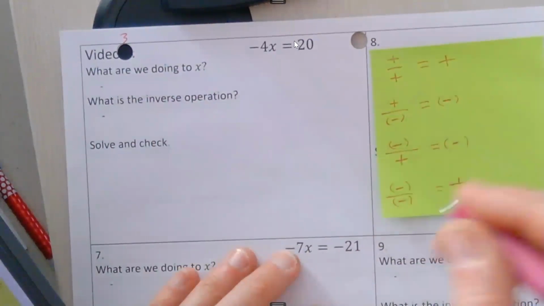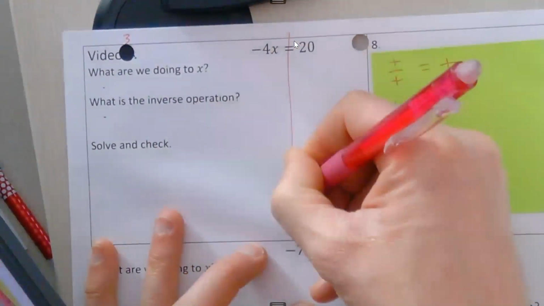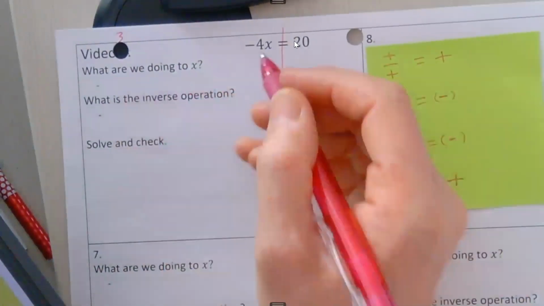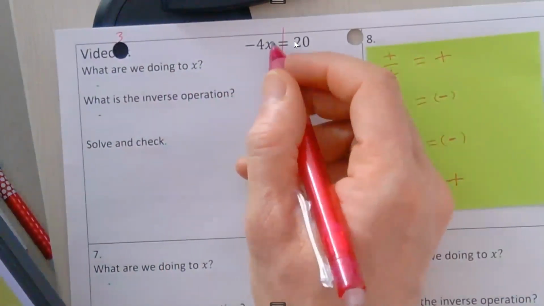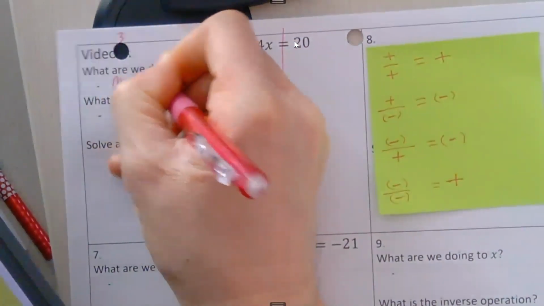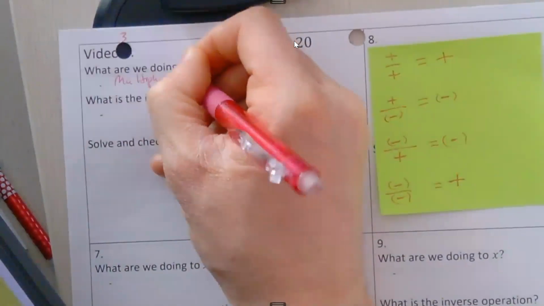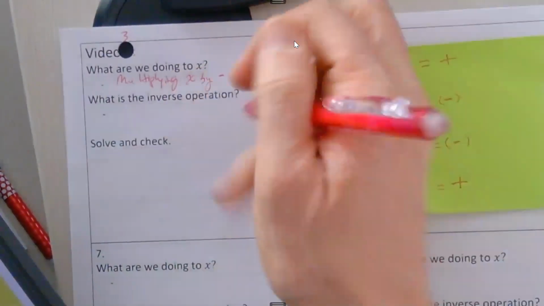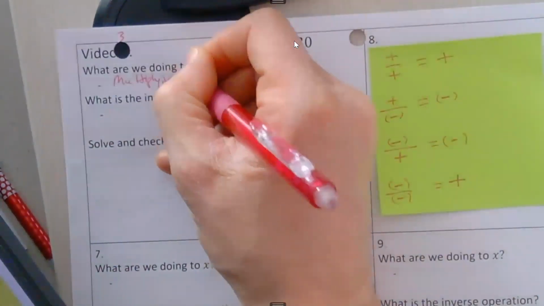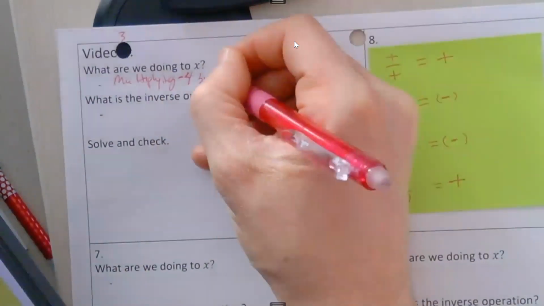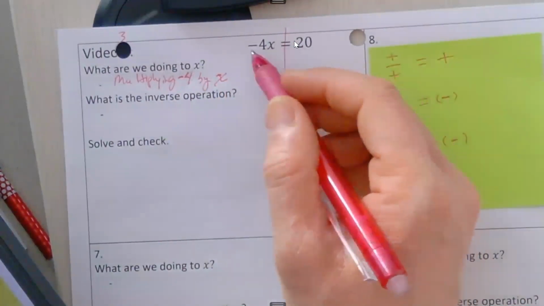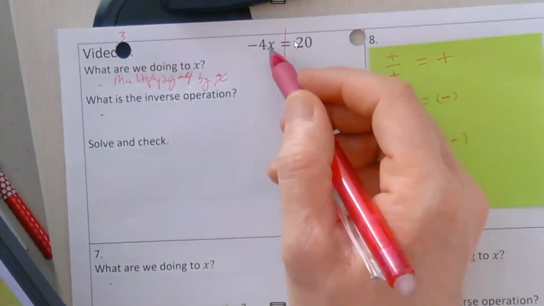Let's use inverse operations to solve this equation. Let's remember where the equal sign is so we can keep our equation balanced. And what are we doing to x? When we see a number next to x, we know that means we're multiplying x by that number. So we are multiplying -4 by the number x. Whatever number we have there, if it's 2, then we multiply -4 times 2, whatever x is.